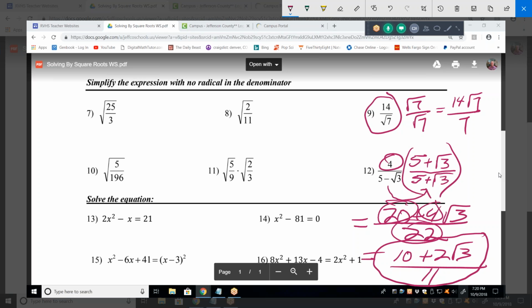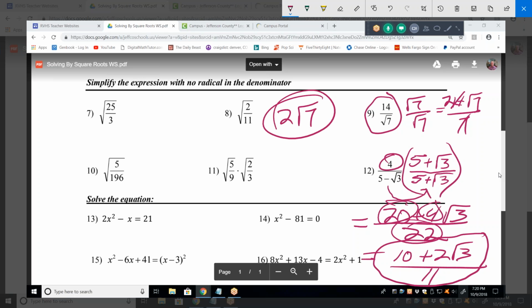What does that simplify to? What's 14 over 7? 14 over 7 is just 2. So it becomes 2 root 7. That is the final answer on that one.